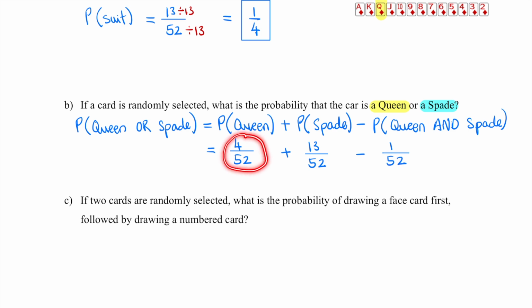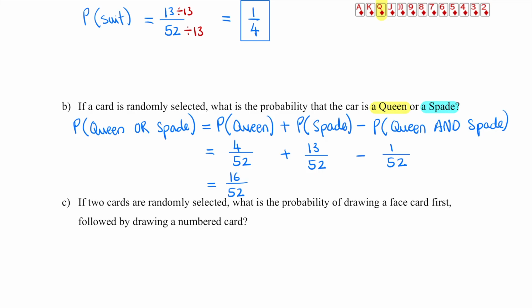So I take 4 out of 52 plus 13 out of 52 minus 1 over 52, which is 16 over 52. Both 16 and 52 are divisible by 4. So I divide 16 by 4 and divide 52 by 4. And I get 4 over 13. So the probability that the card is a queen or a spade is 4 over 13.